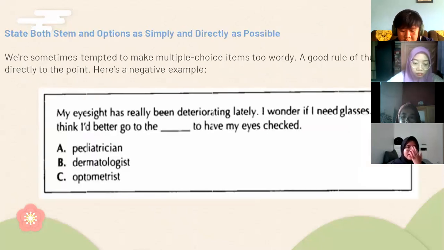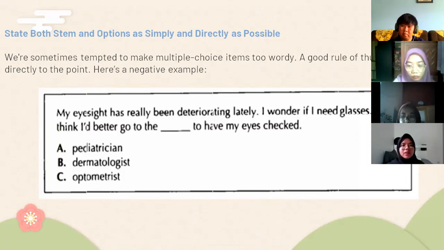And the next is to state both stem and options as simply and directly as possible. We are sometimes tempted to make multiple choice items too wordy. A good rule of thumb is to get directly to the point. Here is a negative example.